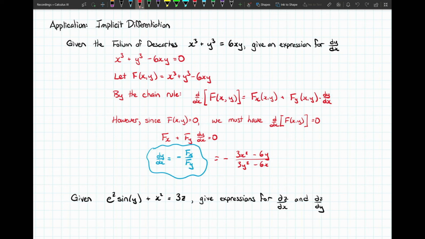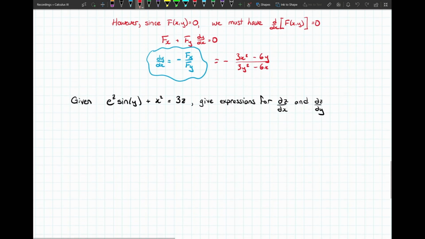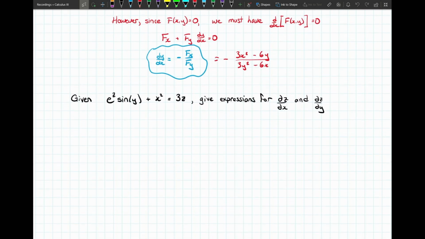e to the z sine y plus x squared equals 3z. If we want to treat z as being dependent on x and y, we might want to find expressions for the rate of change of z with respect to x and y, treating the other variable as constant. Well, we can do something very, very similar here. We'll start by rearranging that equation and moving our terms to one side.